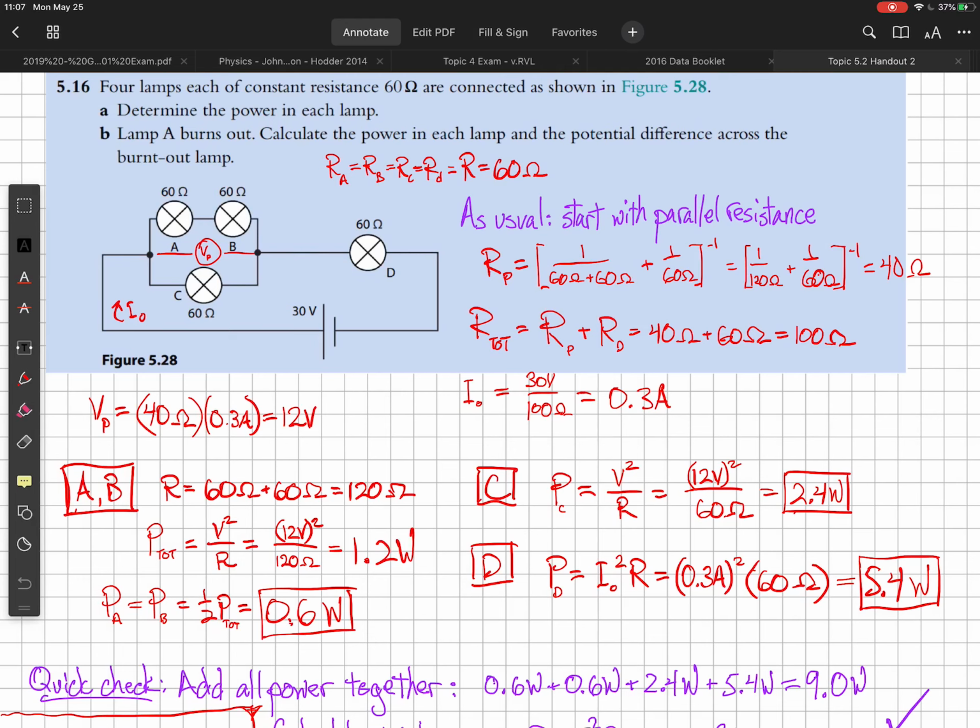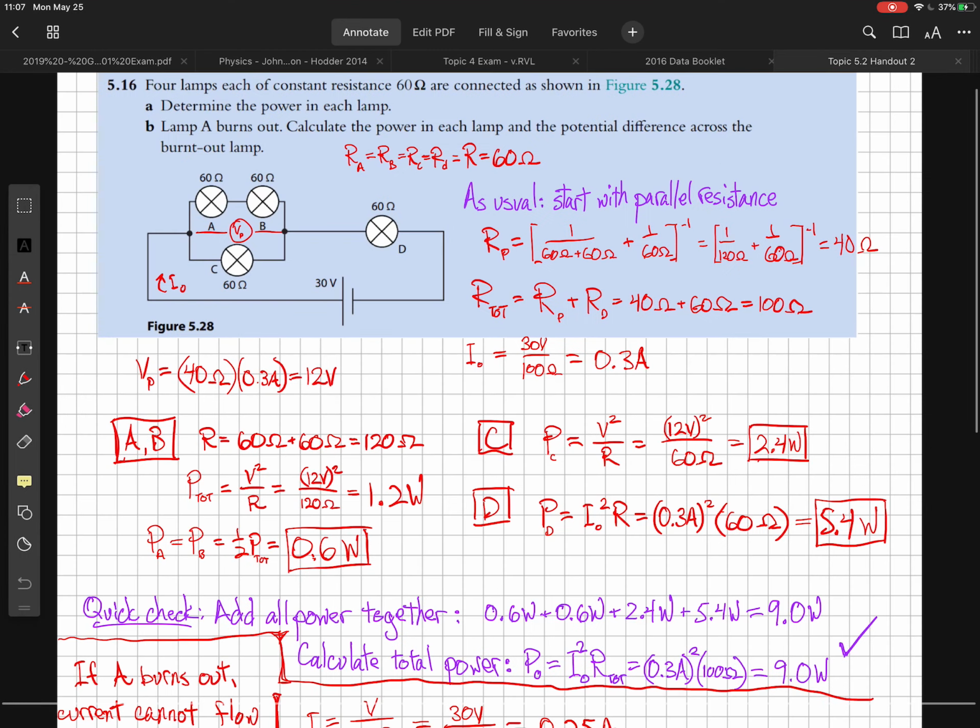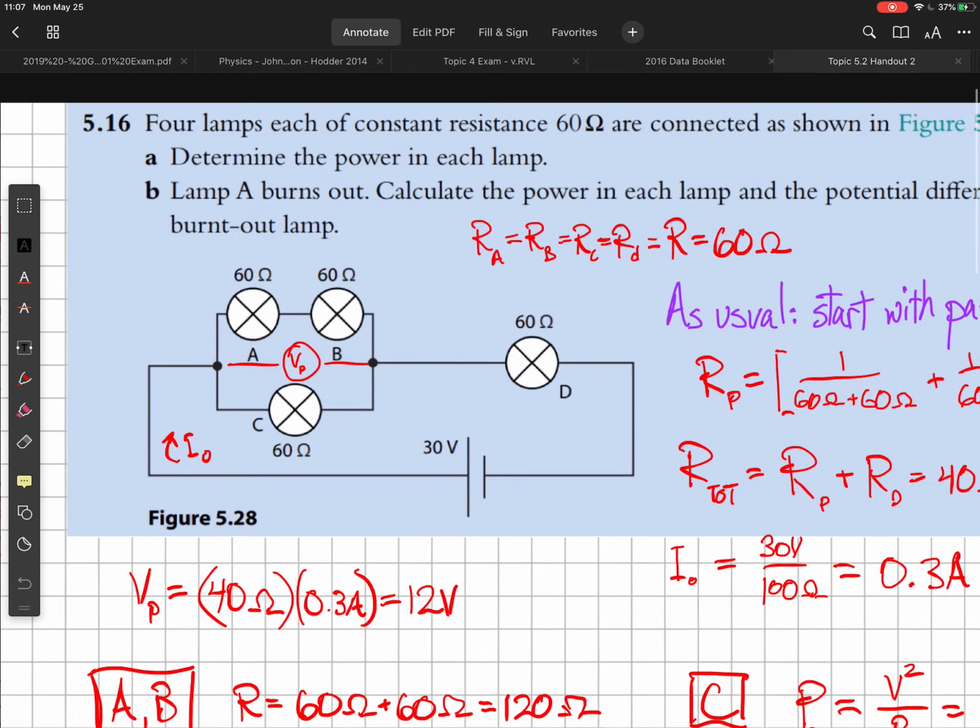Okay, greetings internets. Today we're going to finish off the topic 5.2 handout number 2 that I started and then did not finish because I had a meeting, and also because the rest of this is going to take a little bit of time. So let's take a look.